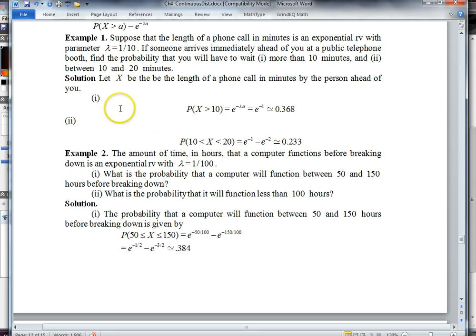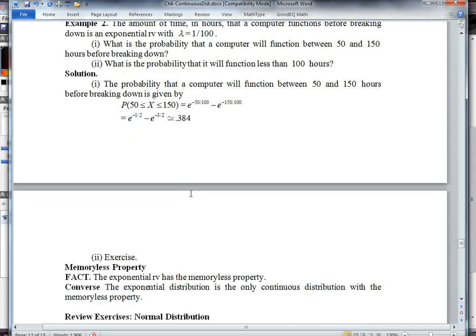So if we look at the first example, it says suppose the length of a phone call in minutes is exponential with lambda 1 over 10, so the mean is about 10 minutes. If someone arrives immediately ahead of you at a public telephone booth, so still a few of these probably in airports, find the probability that you will have to wait at least 10 minutes before you get to call. So that means P of x greater than 10. The formula is e to the minus lambda times the minutes. Lambda is 1 over 10 and the minutes are 10, so 10 over 10 is 1, that's e to the minus 1. And that's approximately 0.368, if you do these calculations.